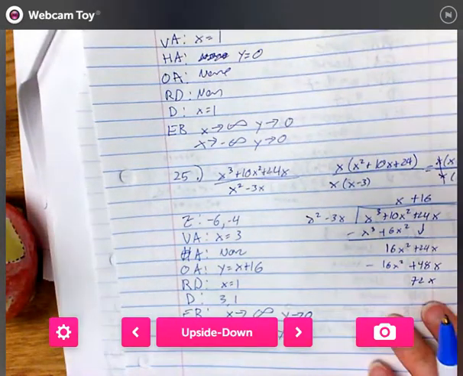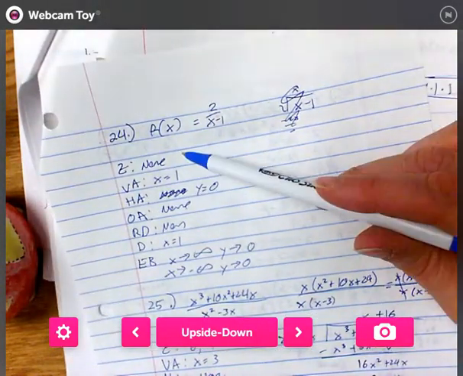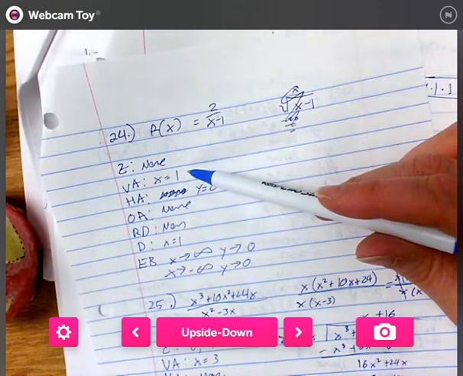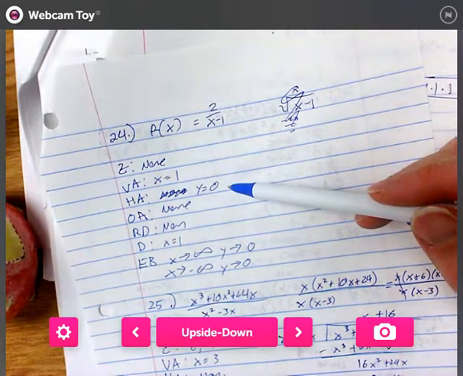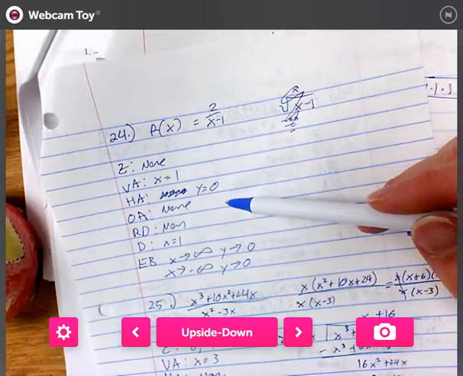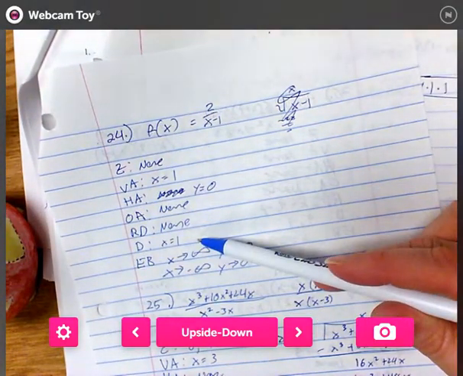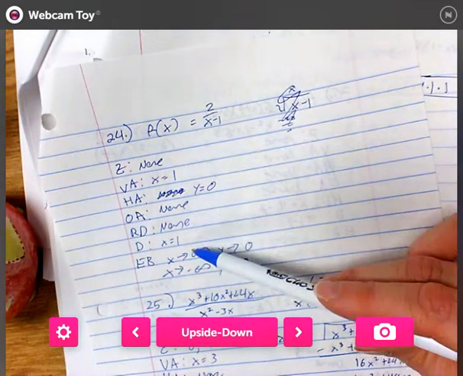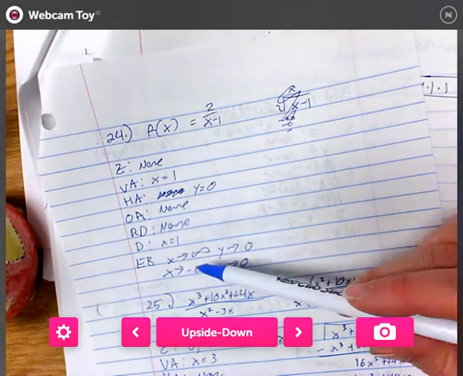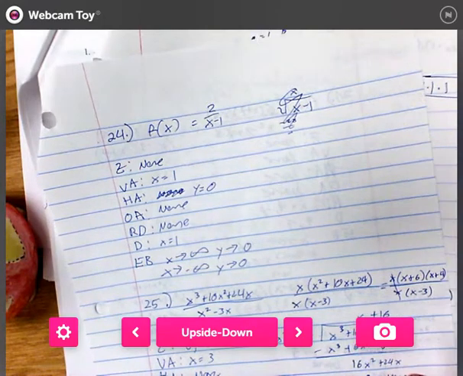Number 24, there are no zeros. Vertical asymptote is x equals 1. Horizontal asymptote, y equals 0. Oblique asymptote, none. Removable discontinuity, none. Discontinuity, x equals 1. And end behavior is x approaches infinity, y approaches 0. As x approaches negative infinity, y approaches 0.